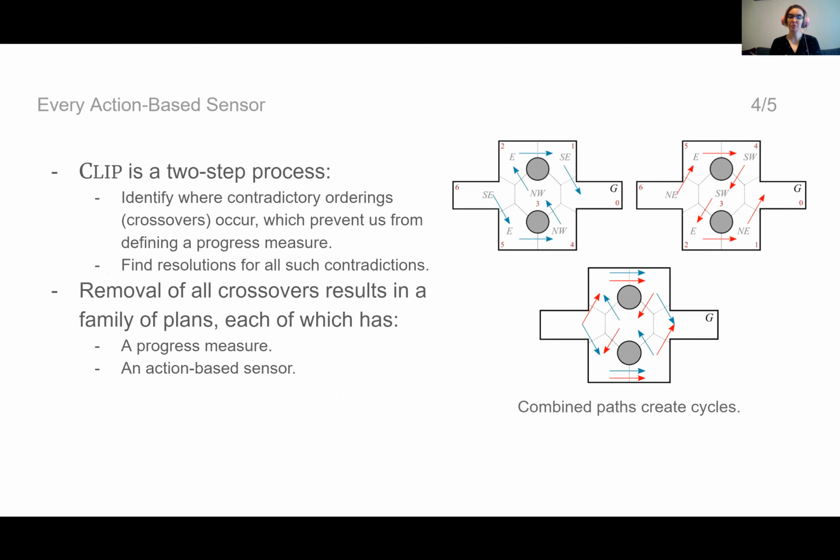CLIP uses a two-step process to obtain progress measures in these cases. It first locates them, and then it searches for all possible resolutions to them. This yields a family of plans as its output, each of which has its own progress measure, and through that we can obtain an action-based sensor.